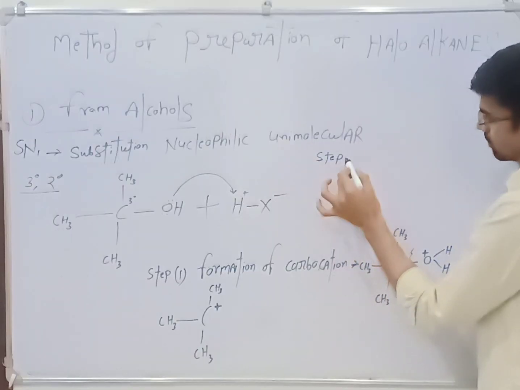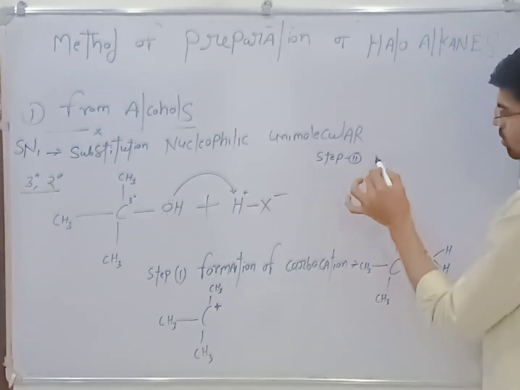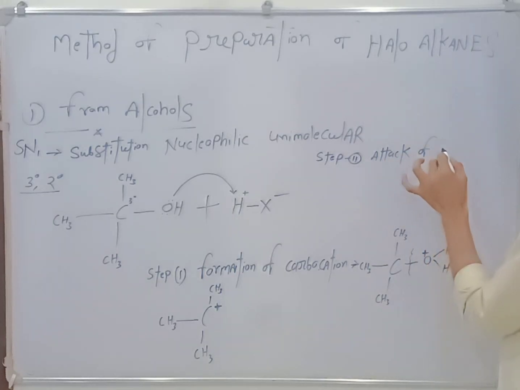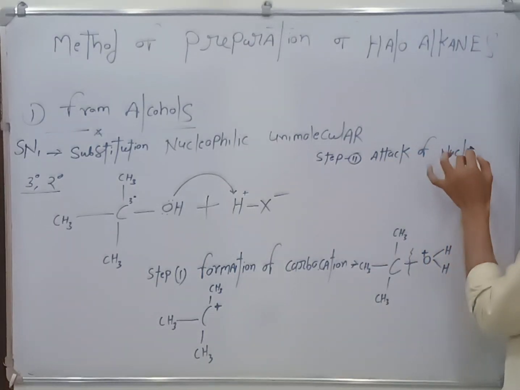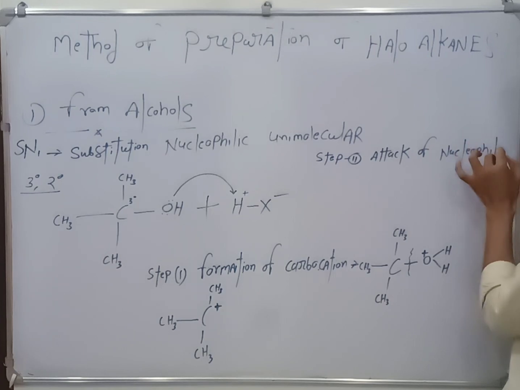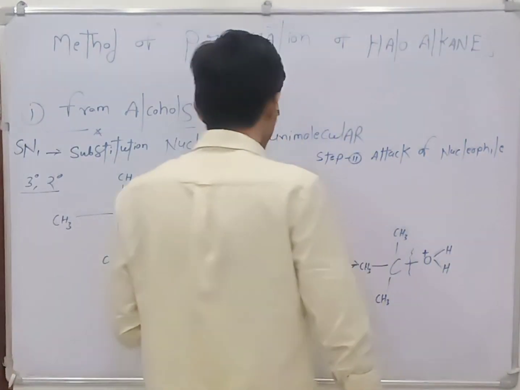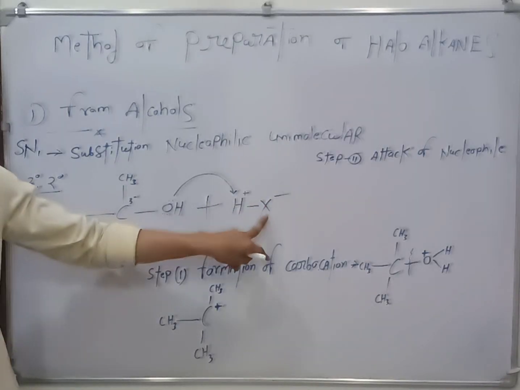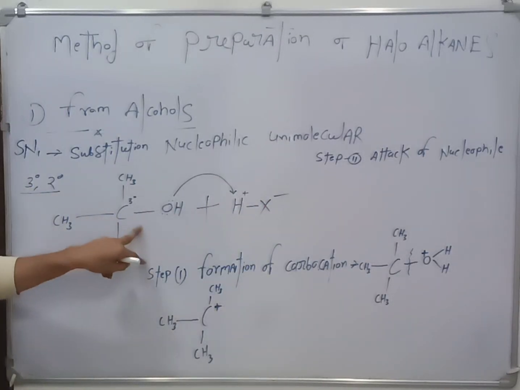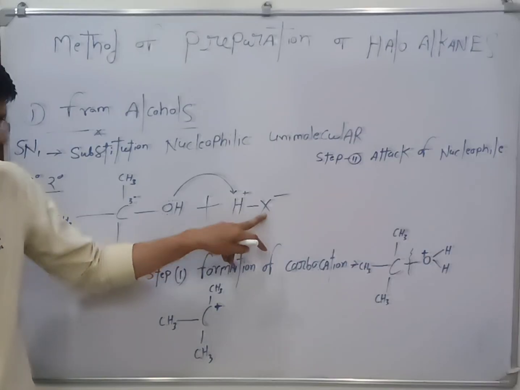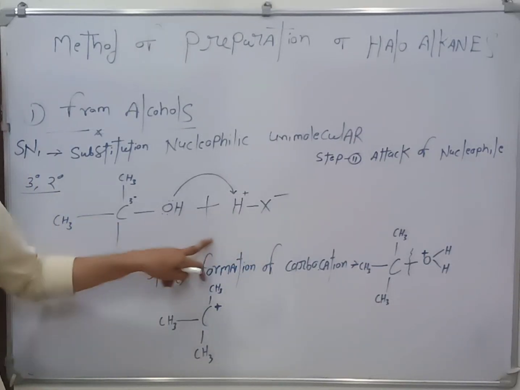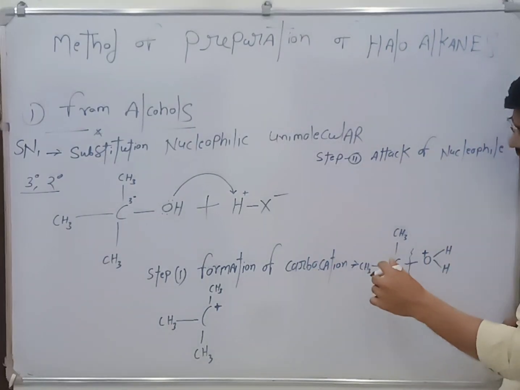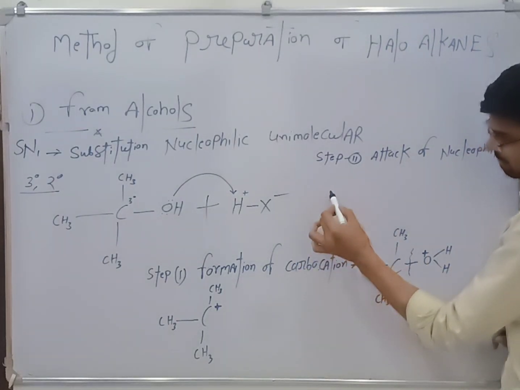Attack of nucleophile. So here, as you can see, X minus is left. That X minus will now attack the carbocation. This X minus is your nucleophile, so it will attack the carbon. So now X minus will attack this carbocation.